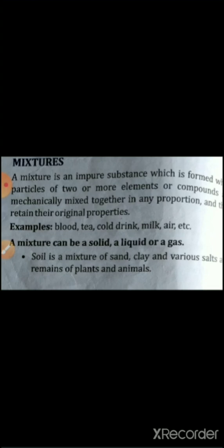Okay, first, a mixture is an impure substance, and a mixture is formed when particles of two or more elements or compounds are mixed mechanically, using different tools, in any proportion, meaning any amount of any elements or compounds. If we mix them together, that forms a mixture. In a mixture, the components don't lose their original properties. Some examples of mixtures are blood, tea, cold drink, milk, and air.